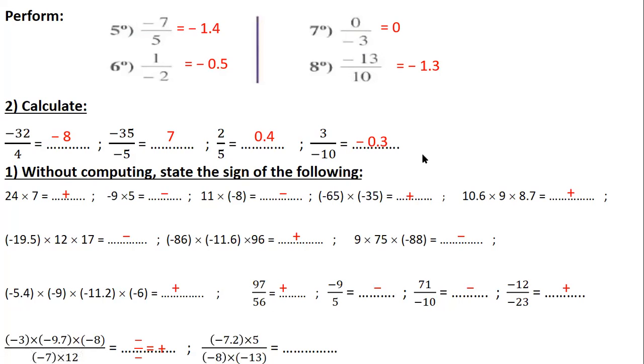Yes, Razan. Yes, miss. Also, -7.2 times 5 over -8 times -13. Negative times positive in the numerator, negative, over negative times negative in the denominator, positive. What is negative over positive? Negative. So my answer should be negative.